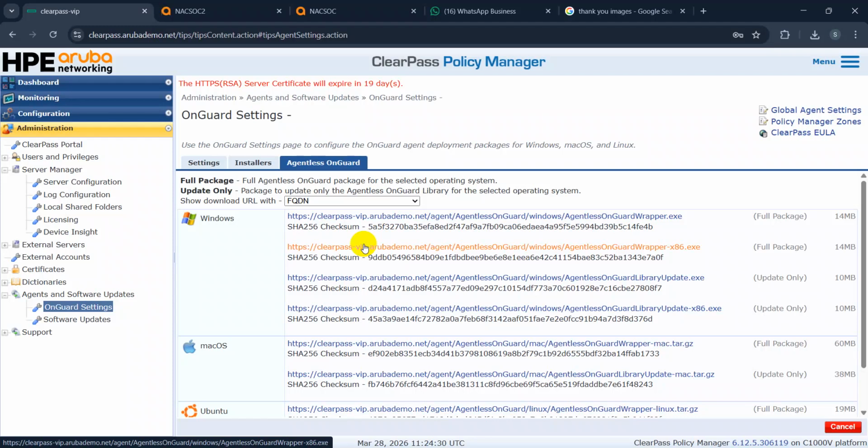Visibility: agent-based NAC has high visibility into endpoint security posture, while agentless has limited visibility. Control: agent-based NAC has granular control over endpoints, while agentless NAC has less granular control. Remediation: agent-based NAC has active remediation capabilities, while agentless has limited remediation capabilities.